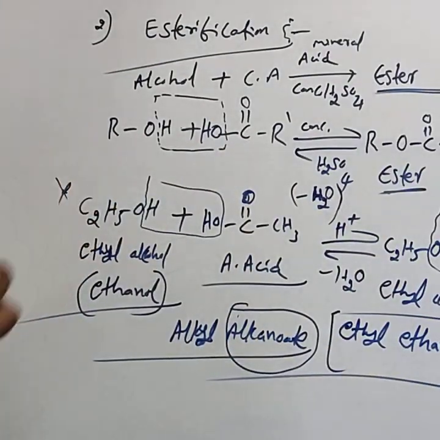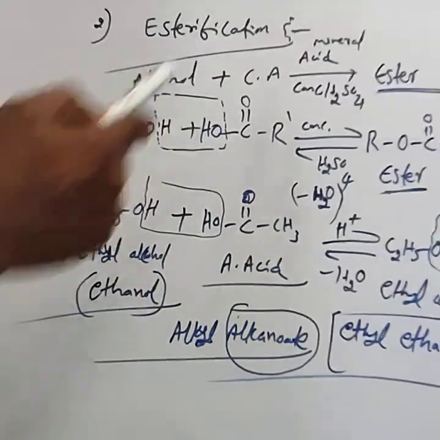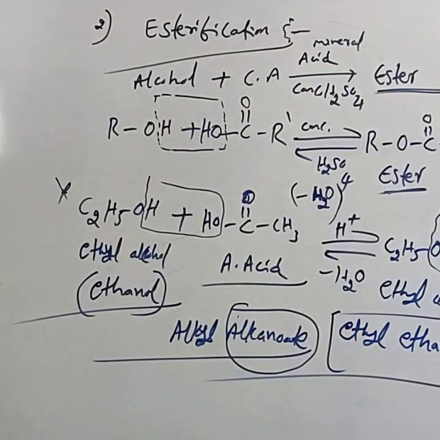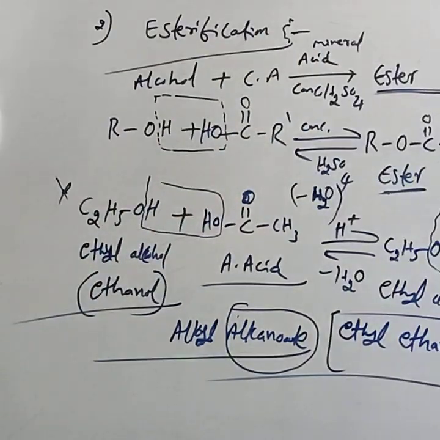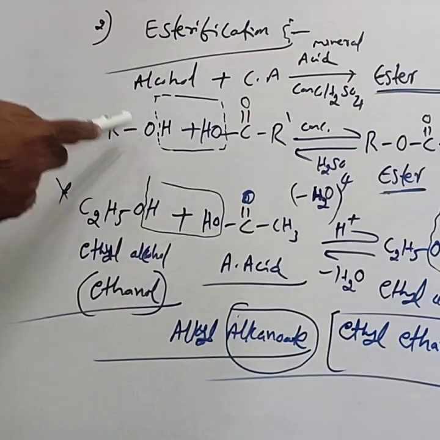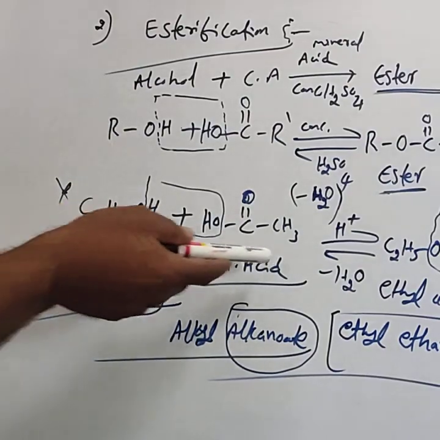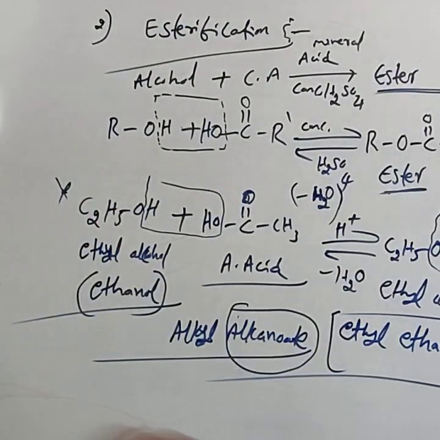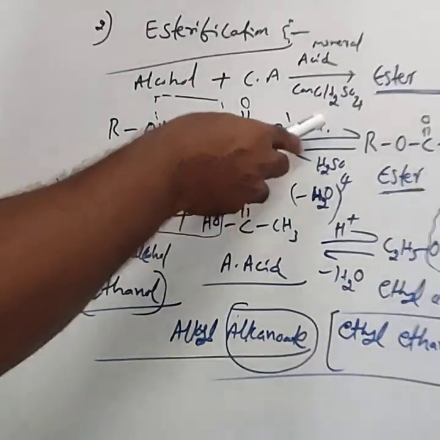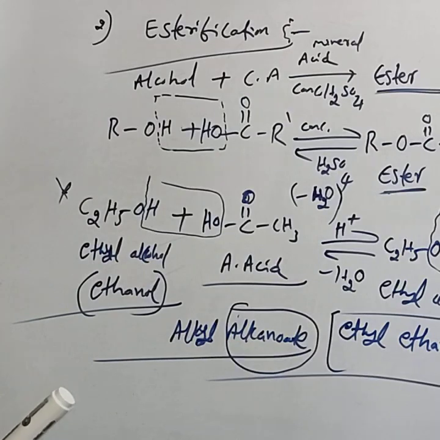Very important one, esterification. Esterification means the alcohol reacts with a carboxylic acid in the presence of a mineral acid like concentrated H2SO4, and esters are formed. This is the general reaction, and an example is ethyl alcohol and acetic acid forming ethyl acetate. Then for the competitive exam, you have to consider the role of concentrated H2SO4.